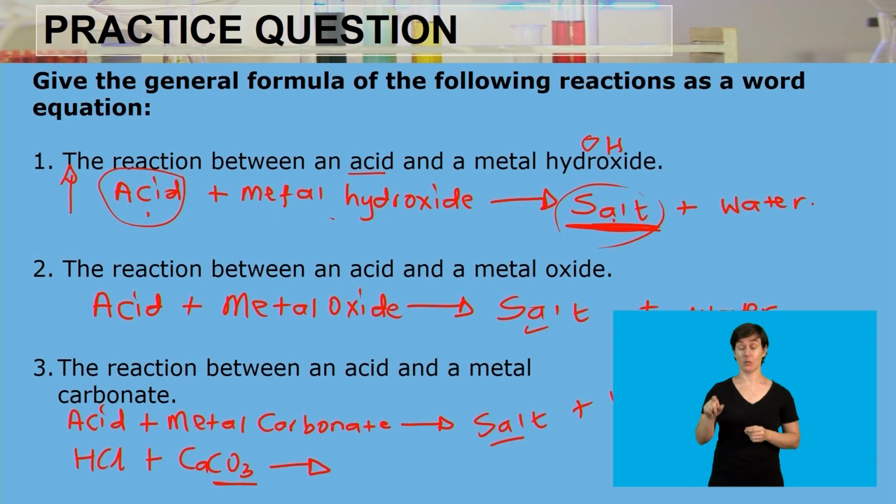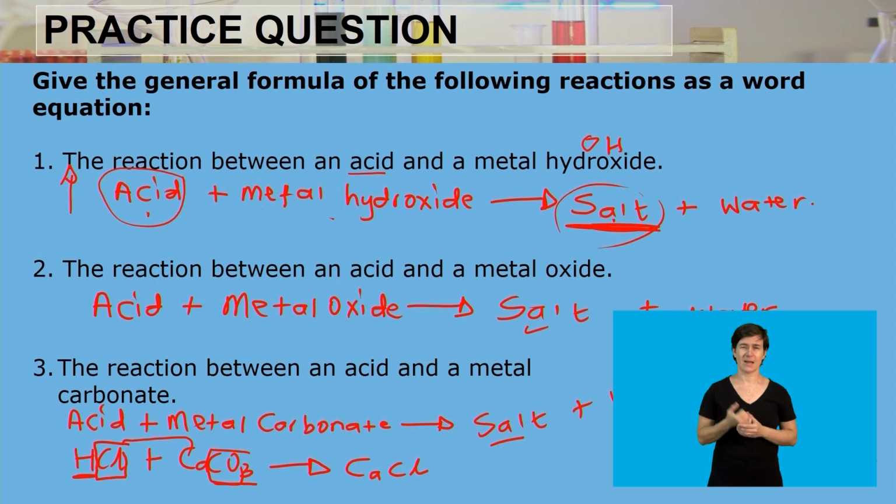Now, our salt is going to be the calcium chloride, because when the acid donates the H, there's going to be that which is left over, which is the chlorine. And then the carbonate is going to break from the calcium, then the calcium will chemically bond with the chlorine to form the calcium chloride.